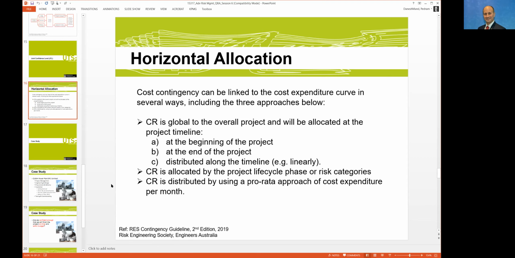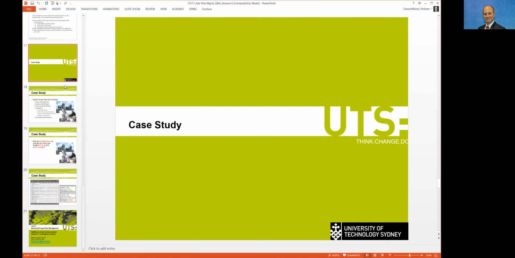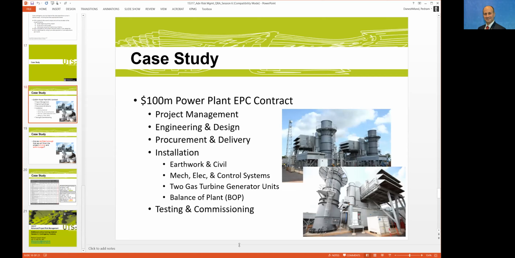Let's have a quick look, in the remaining time available to us, at a case study, which I think might be useful. This is a project that I was working on a few years ago, a $100 million power plant EPC: engineering, procurement, construction. The scope covered the project management, the design, procurement, and installation, which was a wide range of civil, electrical, control system, and BOP, as well as the testing and commissioning.